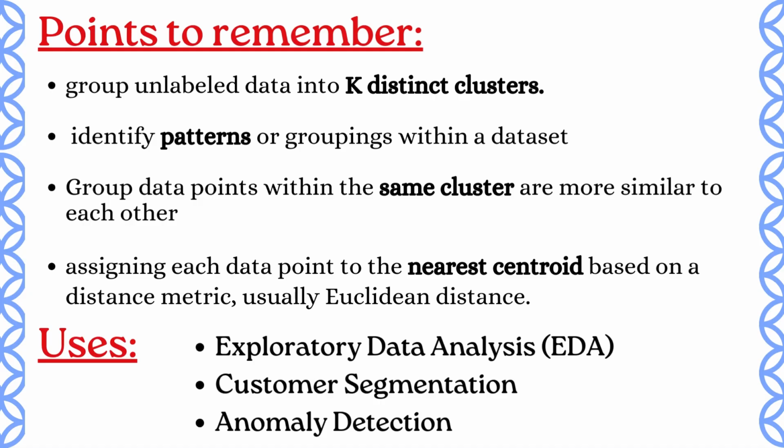K-means does this by creating k centroids, one for each cluster, and assigning each data point to the nearest centroid based on a distance metric, usually Euclidean distance. This technique is widely used in exploratory data analysis (EDA), customer segmentation, anomaly detection.